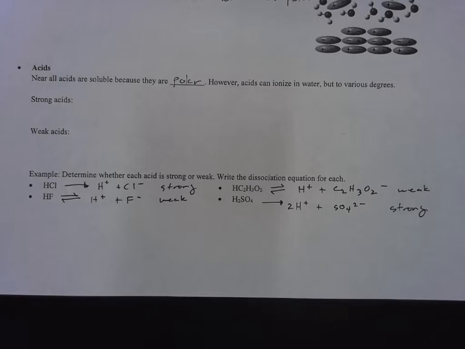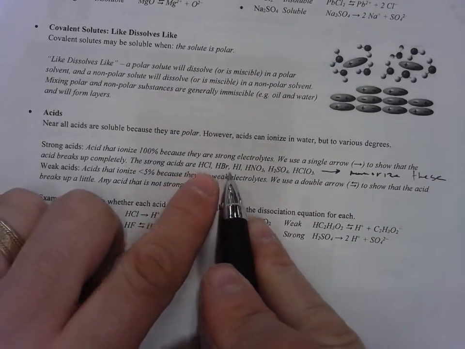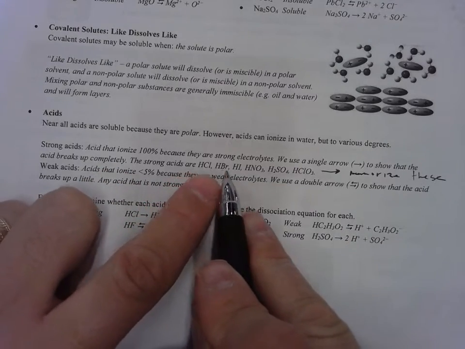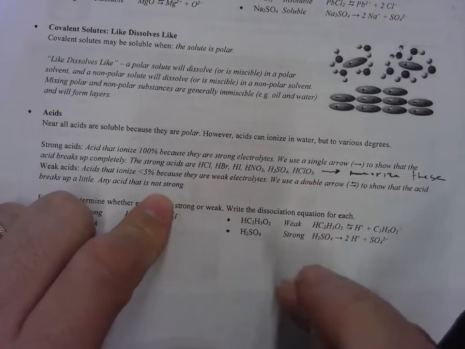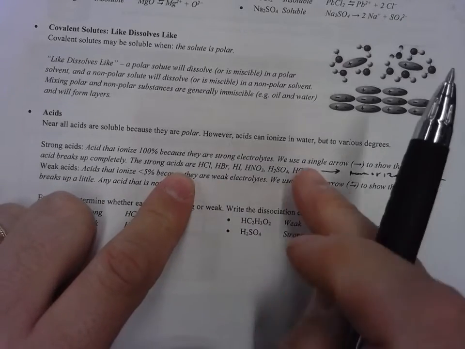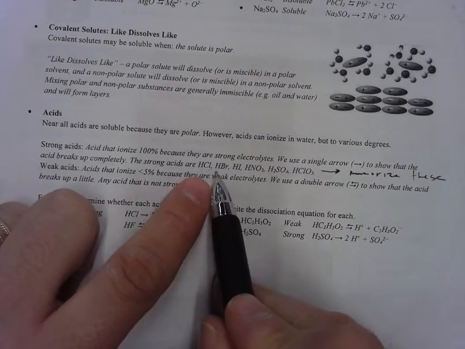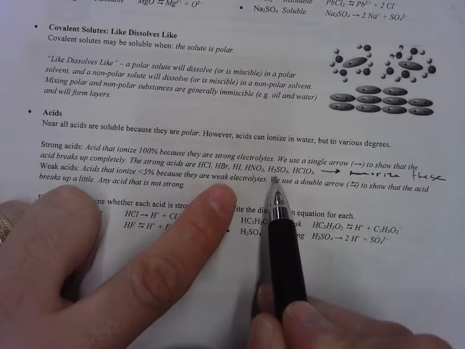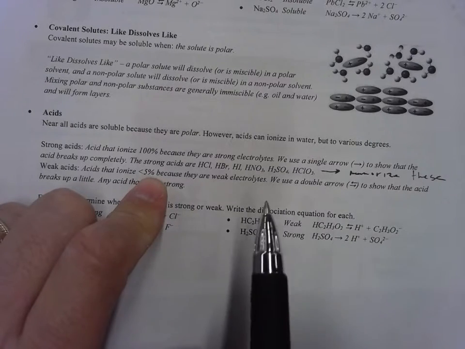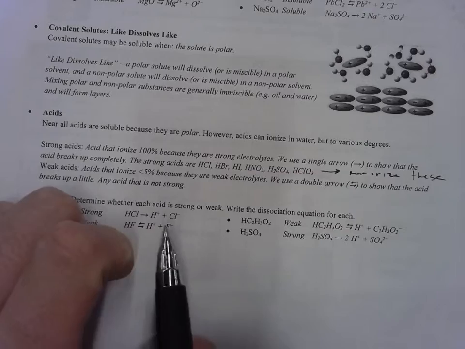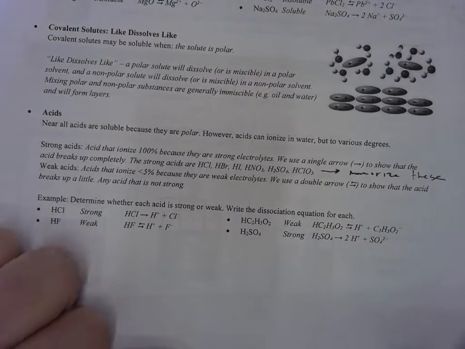Basically, you're going to use a single arrow on all of these. That's why you've got to memorize them. I was going to say don't memorize that one, but if it's there in the notes, memorize it: HCl, HBr, HI, HNO3, H2SO4, and HClO3 are the only ones you use a single arrow for. For any other acid, you're going to use a double arrow. And that should do it.